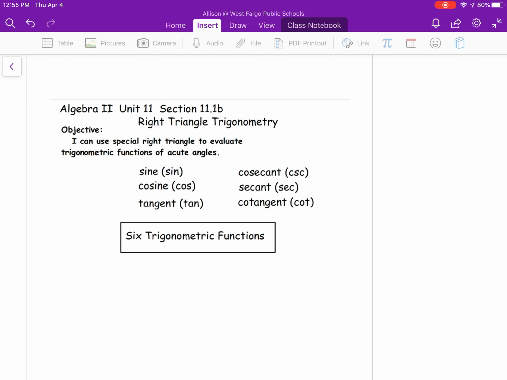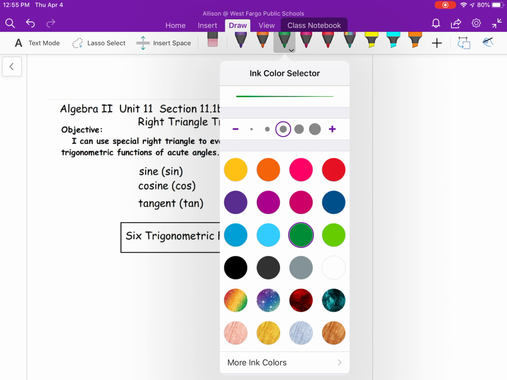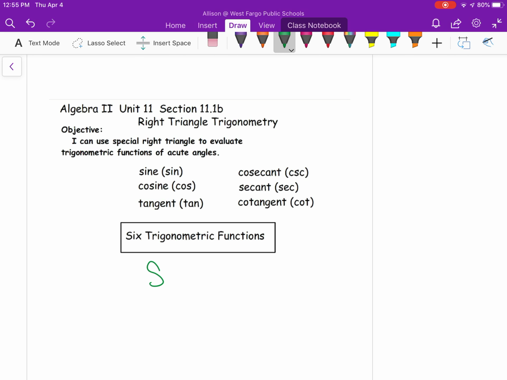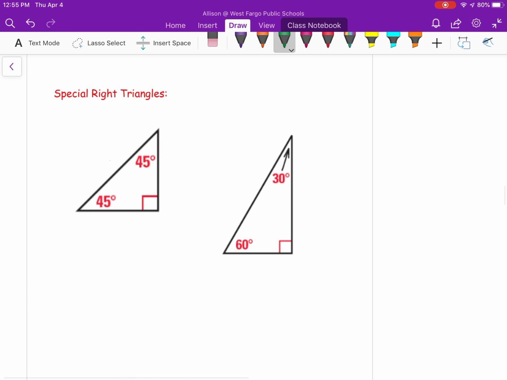Remember the acronym for remembering the ratios of these trig functions is SOHCAHTOA. But today our focus is going to look at some right triangle trigs. This might really remind you of some things that you've learned in geometry. We have 2 types of special right triangles.